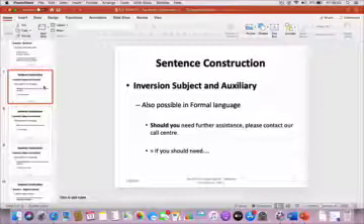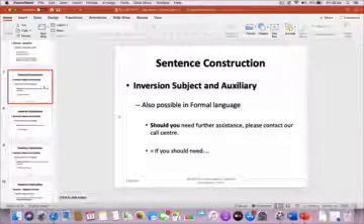You'll also find inversion of subject and auxiliary in formal language. You'll find this perhaps in notices or maybe in formal letters, in formal situations, maybe in a courthouse, for example. Should you need further assistance, please contact our call centre. You may see this on a flyer or on a notice if you've bought something. What I'm saying is, should you need further assistance, if you need further assistance. It's a formal way; I've inverted should and the subject.